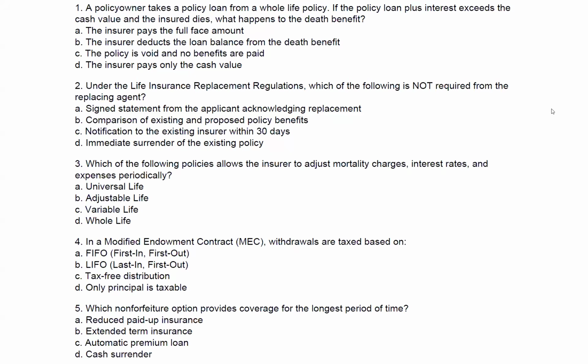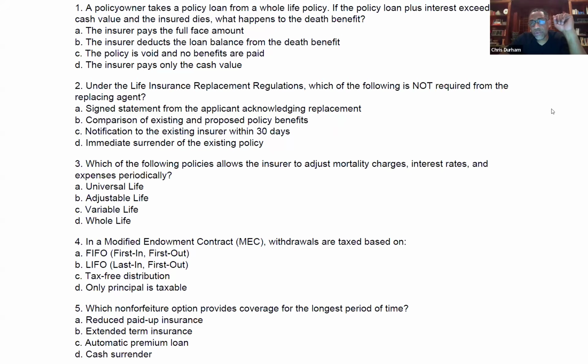C. No, the answer is D. Immediate is not required. Right. Let's say we offer them a policy with us and they already have a policy with someone else, and we're replacing that policy. When we do the application with us, we don't want them to cancel their other policy until the new one is issued. So it's not required. Don't cancel your existing policy until your new one is issued.